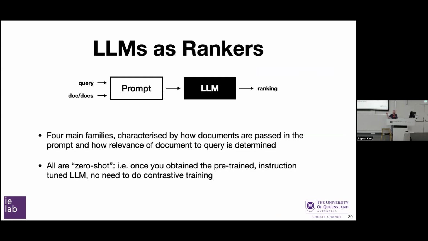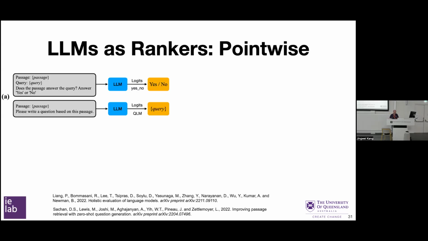Good. So the idea here is that we have a query and we have one document or multiple documents. We put them together along with some instruction. We put it in the prompt. We pass the prompt to the LLM. We get a ranking out of that. All of these methods are zero-shot again, right? Once you have obtained the model, once you have downloaded the model from Hugging Face, that's it. You don't need to do any further training there.